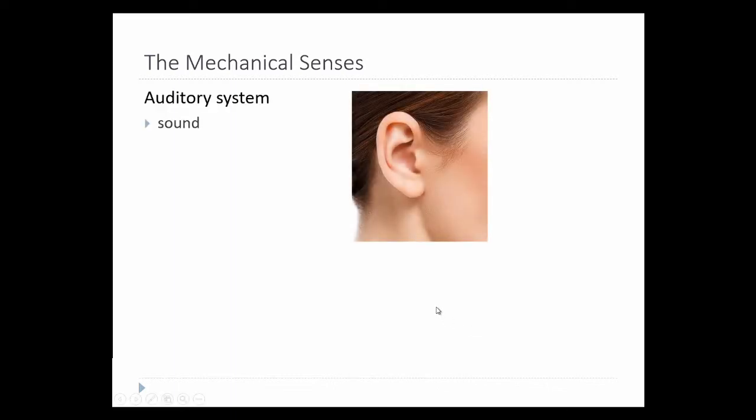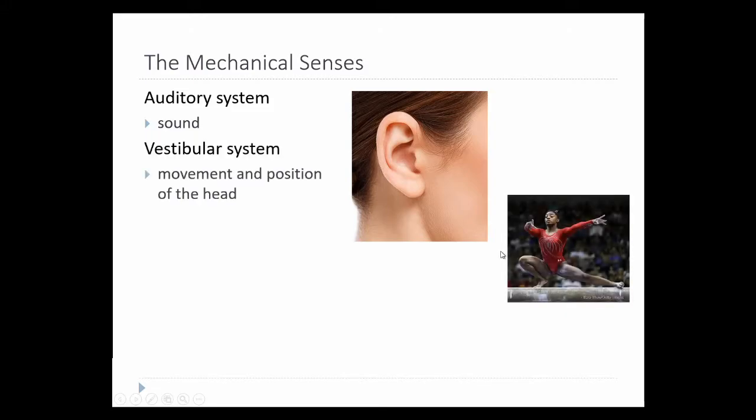So sound is an example of a mechanical sense because sound is just the movement of air molecules that are detected by deflection of special cells in the ear, which we'll talk about soon. The vestibular system is also a mechanical sense because it's your sense of the position of your head and the movement of your head, and that's detected by a sensory stimulus that's kind of similar to sound. In fact, it's part of your inner ear.